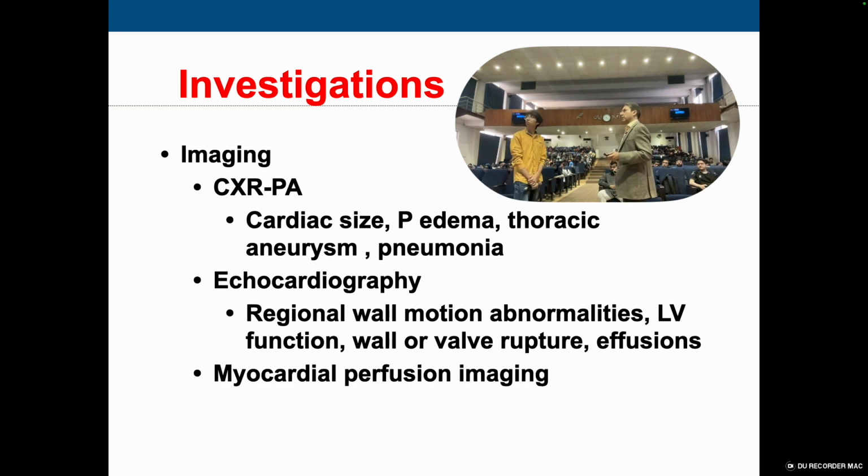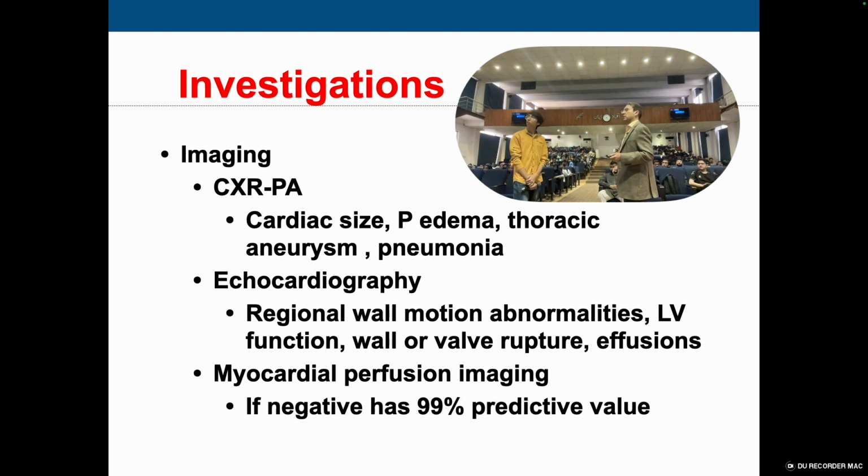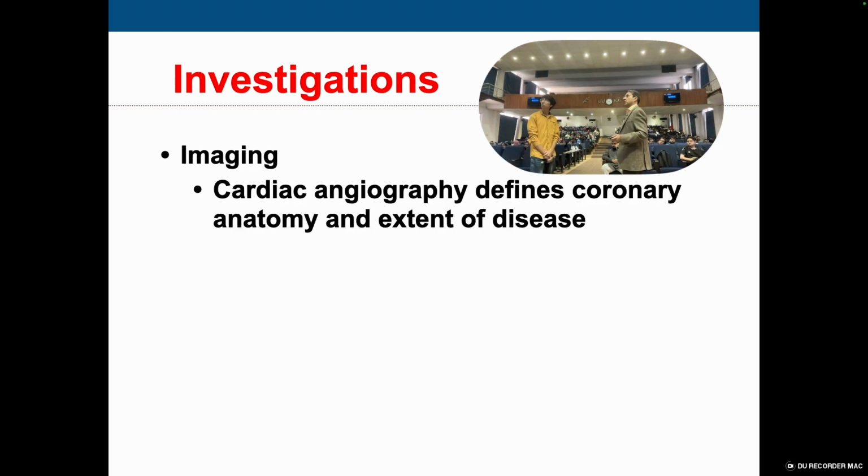Perfusion imaging in emergency is generally not required. Most of the time the situation is clear, but it may be required in some cases. It has a very high negative predictive value. If the perfusion scanning turns out normal, it means the patient doesn't have an MI. Angiography defines coronary anatomy and extent of the disease, and it should be done in patients who've got acute coronary syndrome.